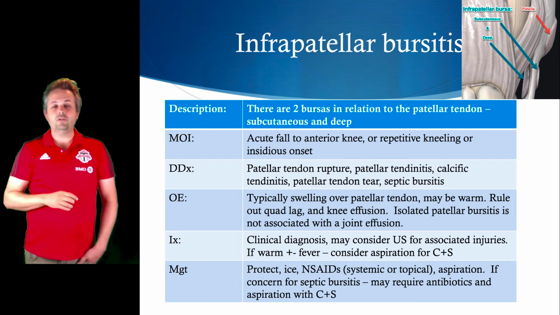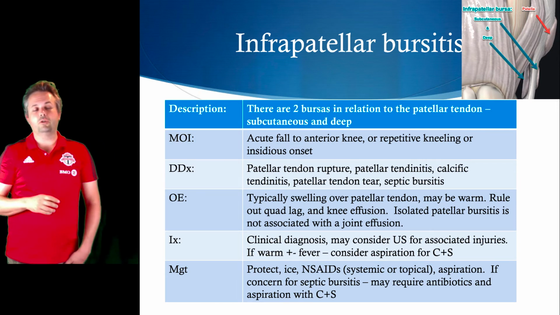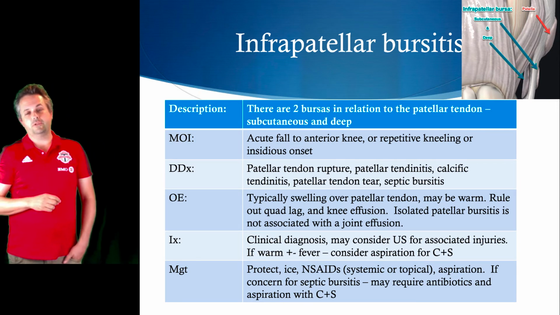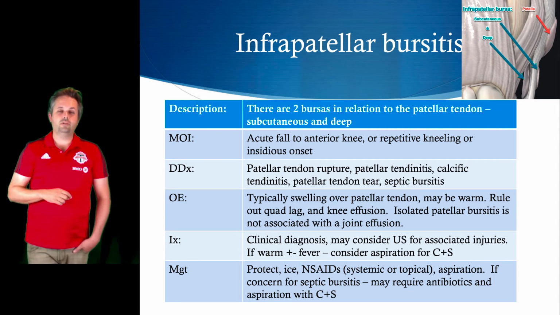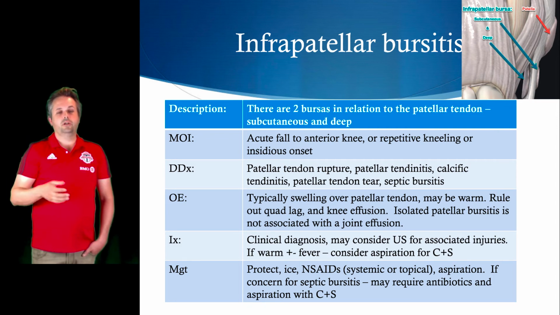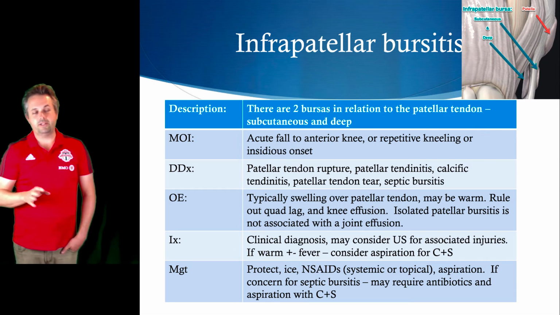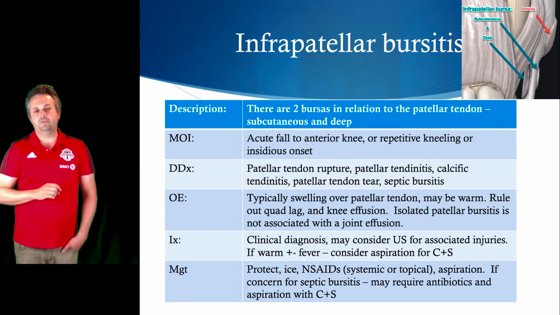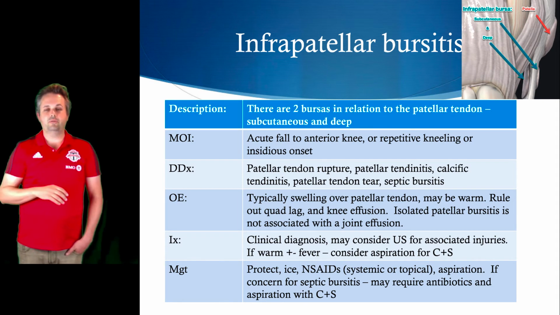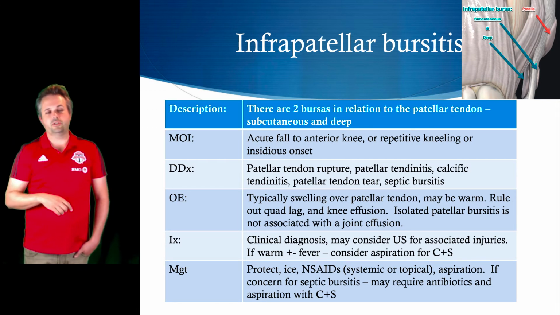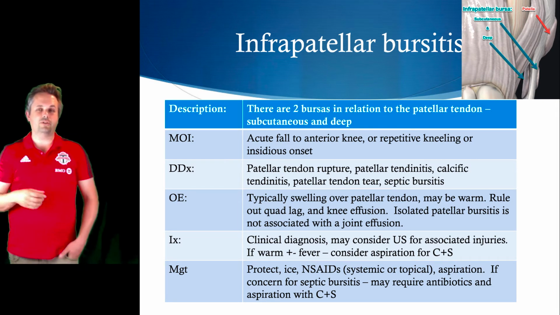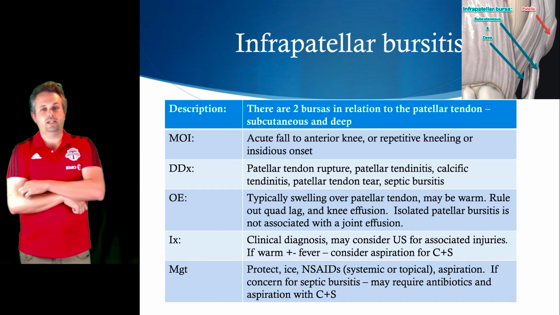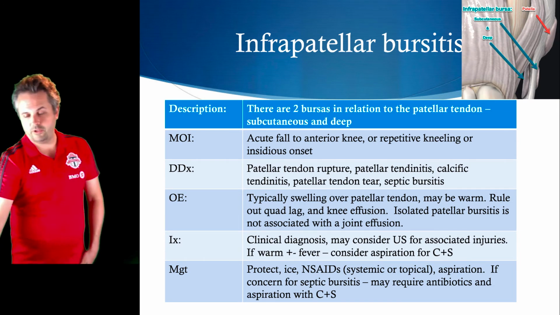As a clinical diagnosis, you can consider ultrasound to take a look at the bursal tissue, and generally speaking, it's conservative treatment first with protection of the area, icing, anti-inflammatories, either systemically or topically. Plus or minus aspiration, there is obviously a risk of infection, about 1 in 15,000. If there's any concern for septic bursitis, we recommend doing an aspiration, sending it off for culture and sensitivity as well as crystallography, and then starting antibiotics if there's concern for infection.